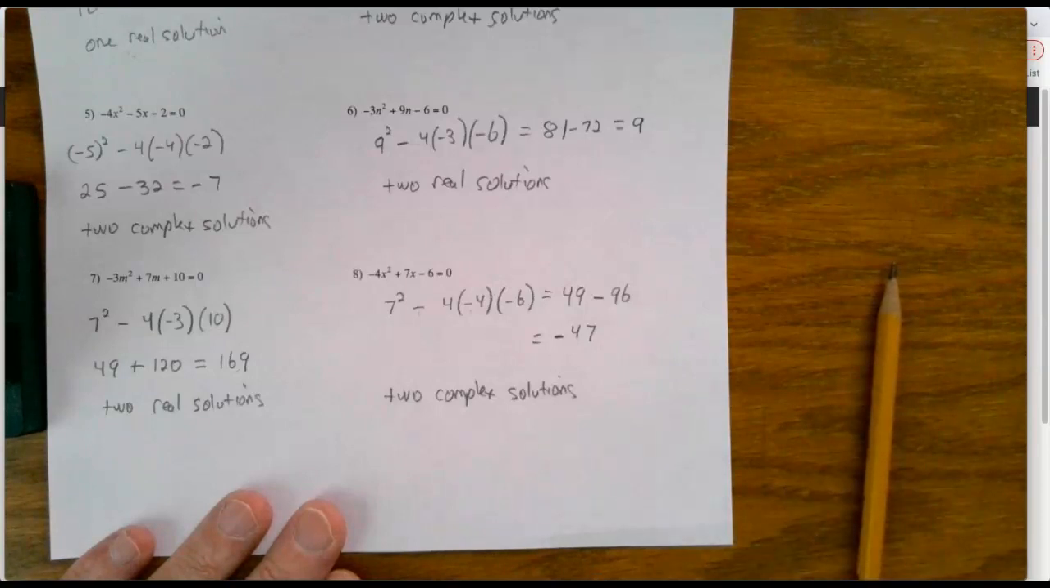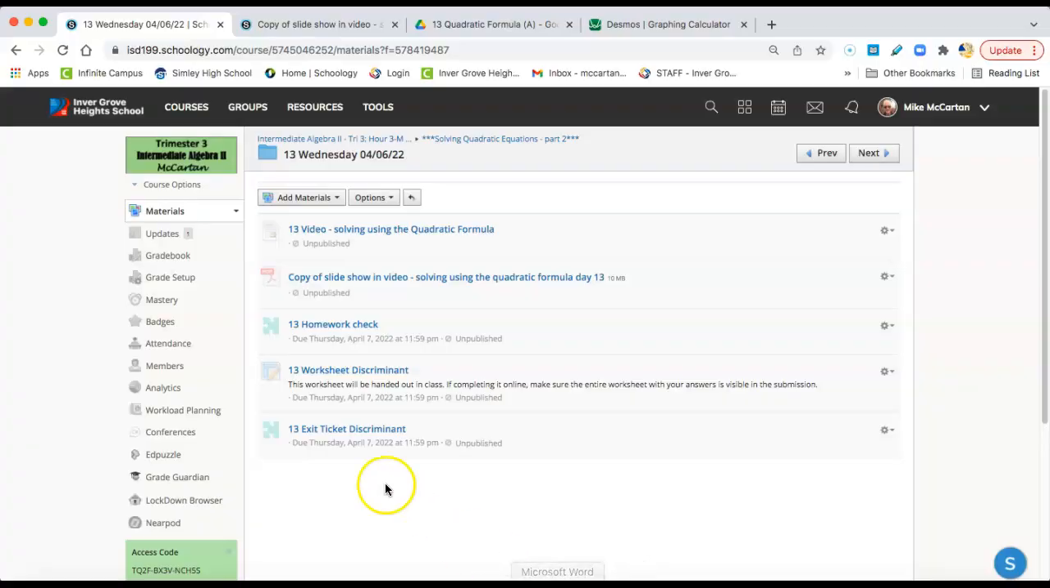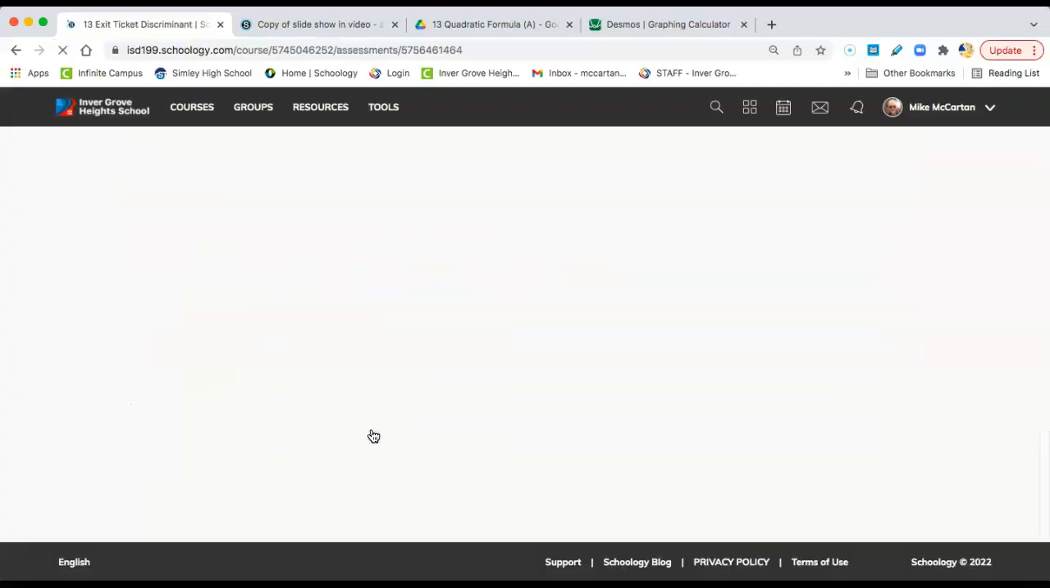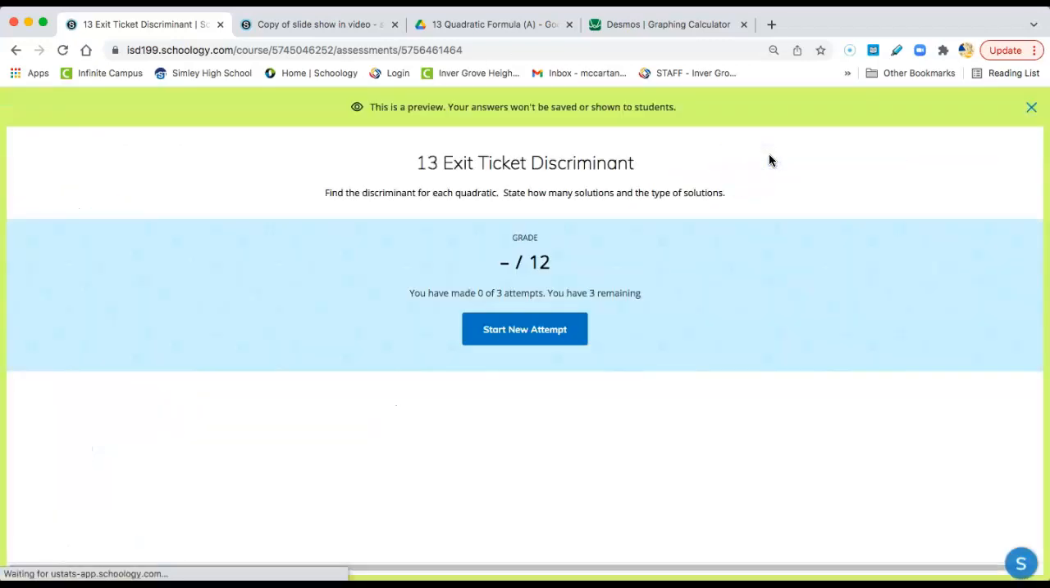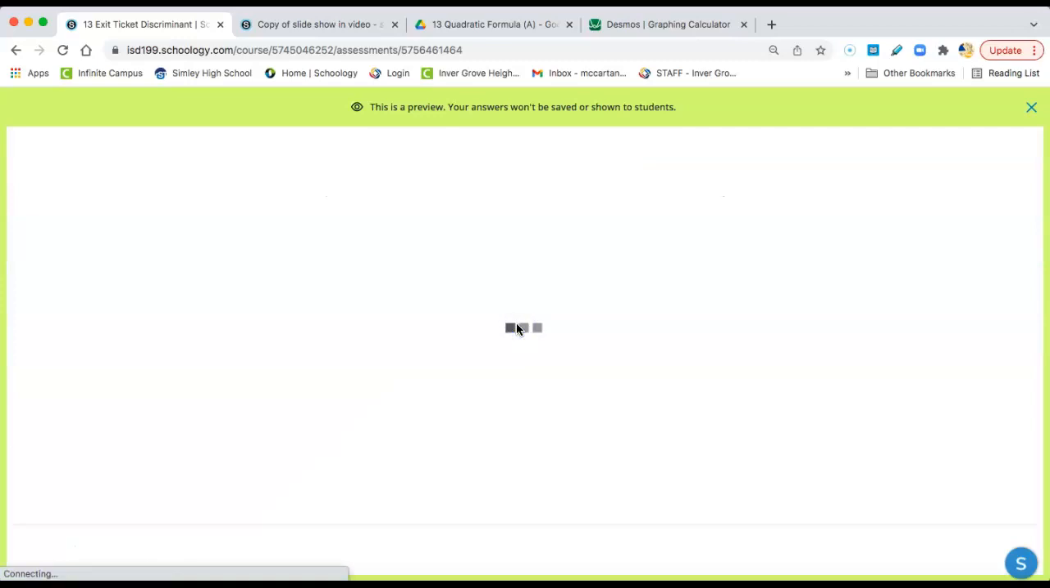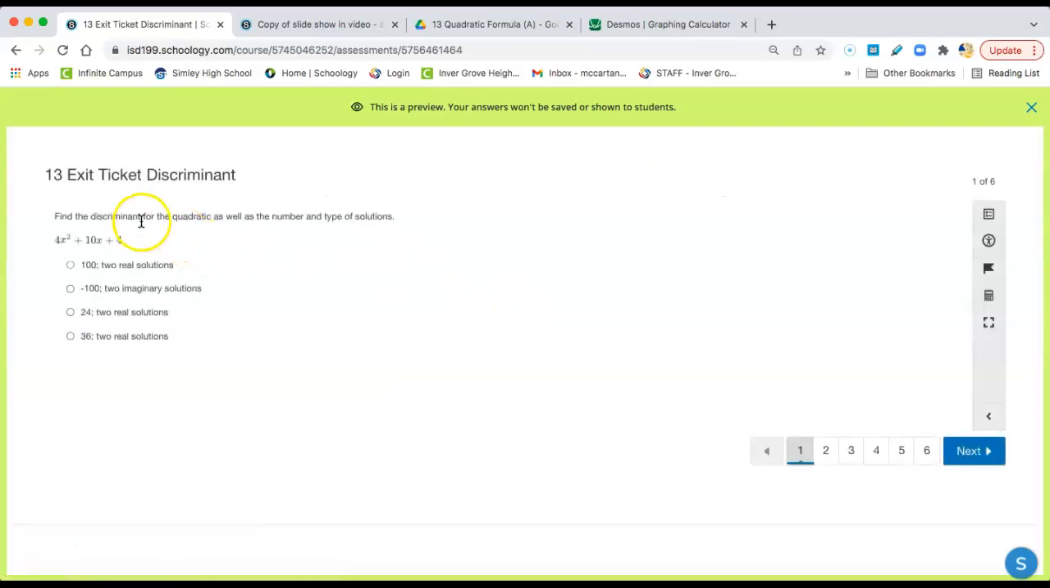Guys, do that for the exit ticket. The exit ticket is not that difficult. It's the exact same type problems where you just have to decide. It's only calculating the discriminant. I don't want to go through it all for you. I'm just going to look at it. All right, find the discriminant. Guys, it's in standard form. b squared, 10 squared, minus 4 times 4 times 4.